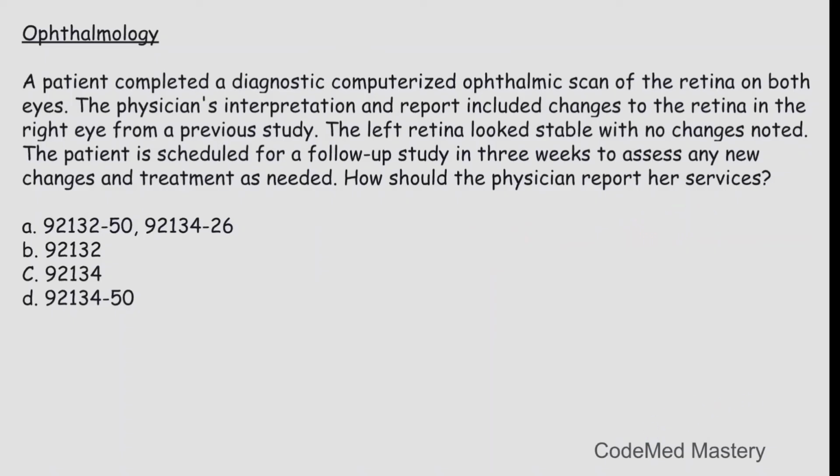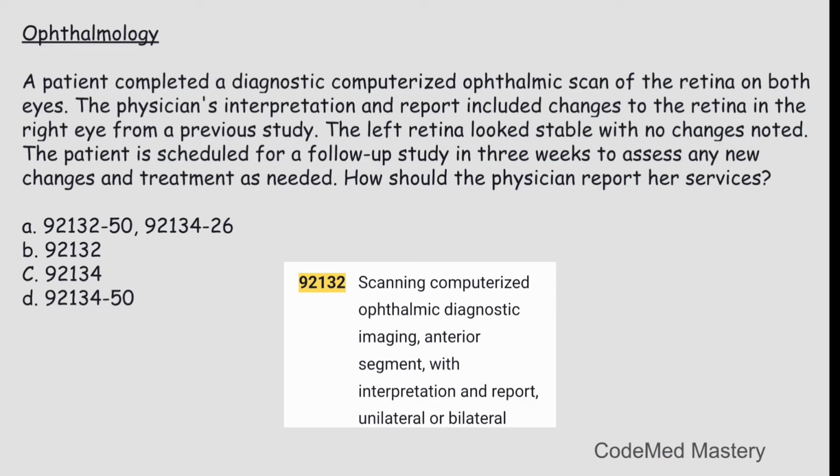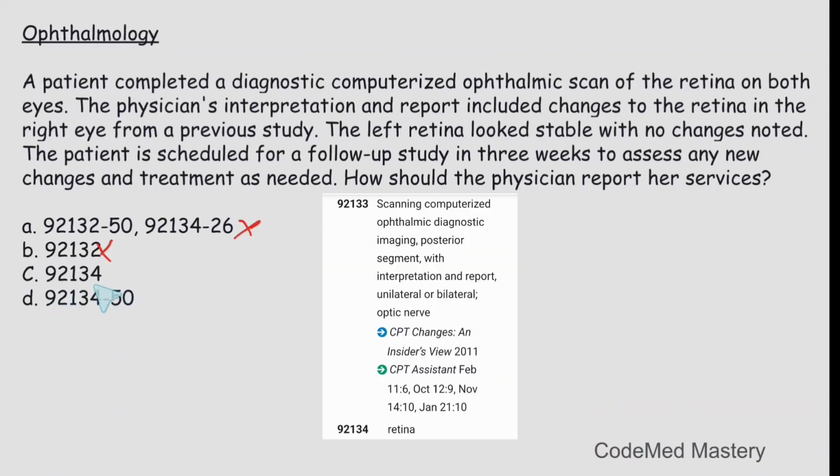Check option A, 92132. 92132 is for scanning computerized ophthalmic diagnostic imaging, anterior segment with interpretation and report unilateral or bilateral. We have to check the anatomic location while selecting the code. Code 92132 is for scanning computerized ophthalmic diagnostic imaging anterior segment, but in the scenario they have mentioned retina. Retina is located in the posterior segment, so we'll eliminate the code for anterior segment, which is present in option A and B. We are left with option C and option D.